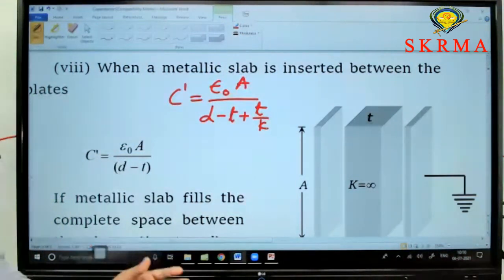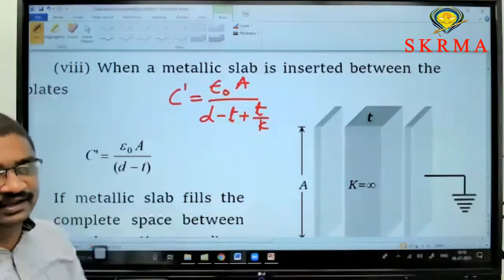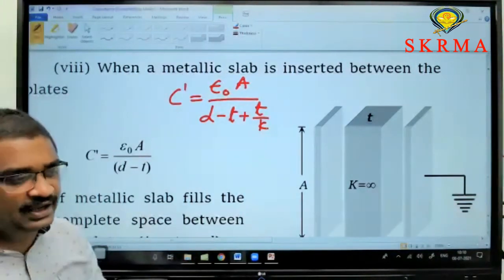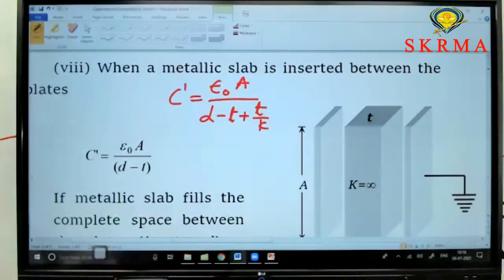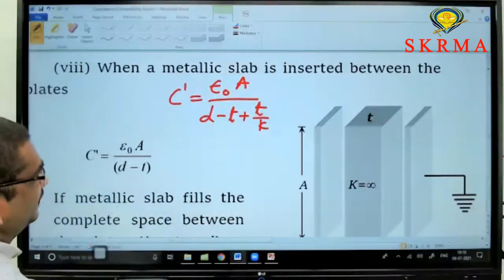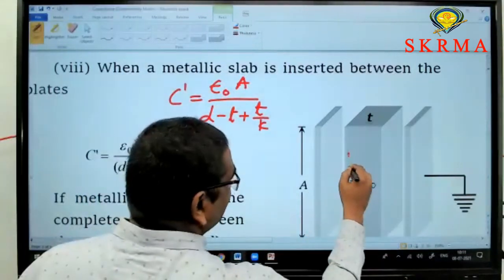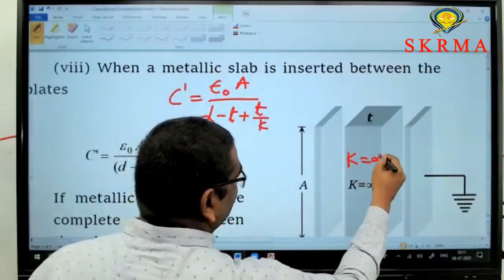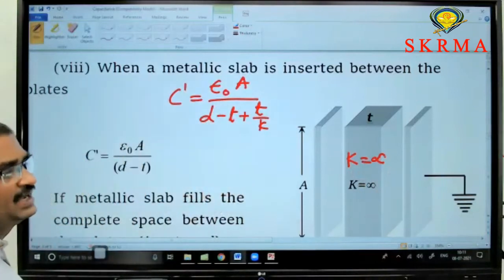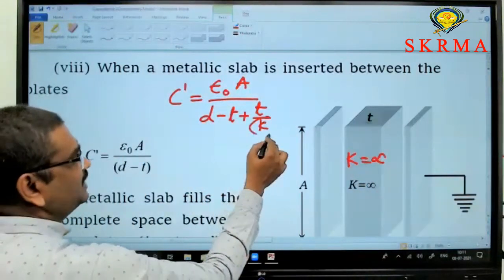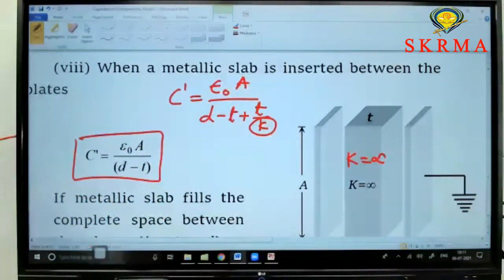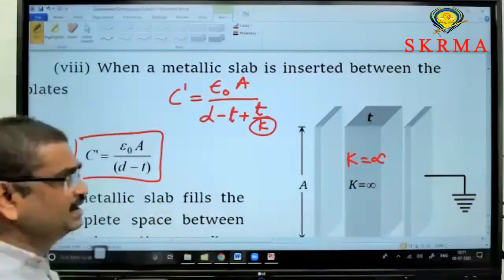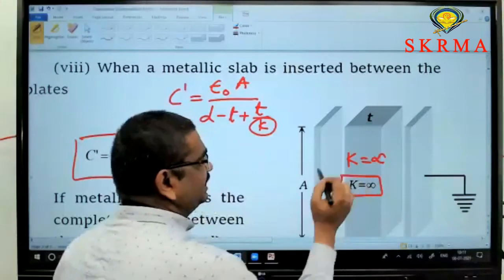Now, instead of a dielectric slab, if you place one conductor, then what happens? A conductor is nothing but metal. If you place one metal, then what is the value of K for metal? K value is infinity for metal. For a metal surface, K is infinity. Just substitute infinity here, then you will get the capacitance of that type of capacitor as epsilon naught A by D minus T. For a metal surface, what is the value of K? K is infinite.